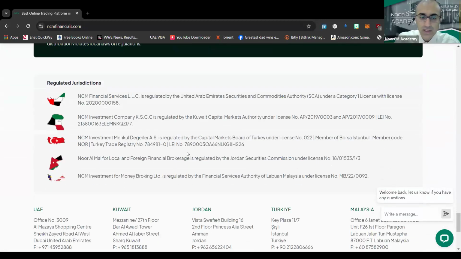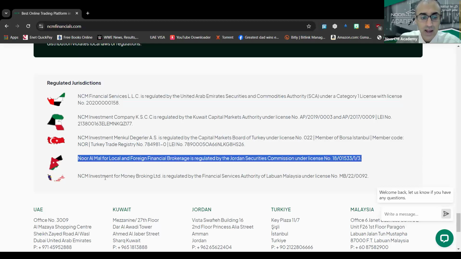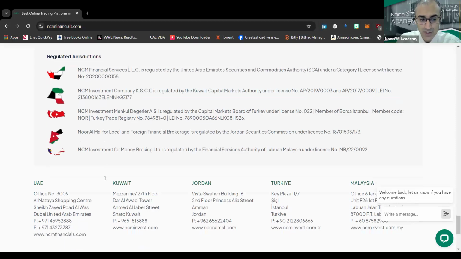Here. Now, NCM Global, we have offices globally. We've got an office in the United Arab Emirates, under ESCA, where we've got a category 1 license, and this is the registration number. In Kuwait, NCM is regulated by the Capital Markets Authority of Kuwait. We've got a regulated entity in Dubai as well, in Jordan, and in Malaysia.